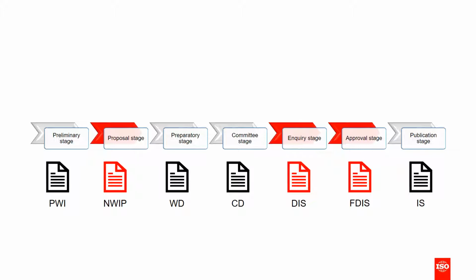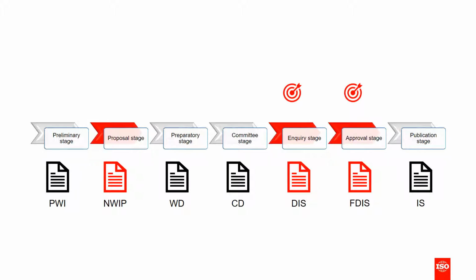The final draft international standard is coloured red because it's mandatory if there are technical changes resulting from the DIS ballot. If there are only editorial changes following the DIS ballot, then it can be published without going through an FDIS ballot.